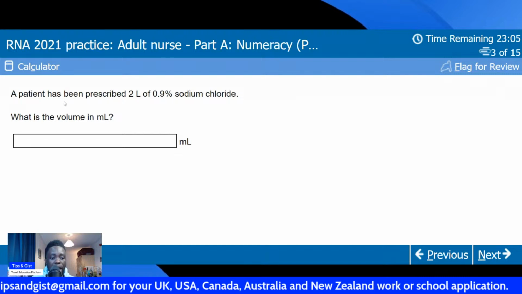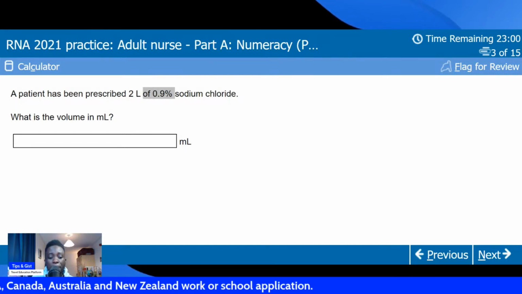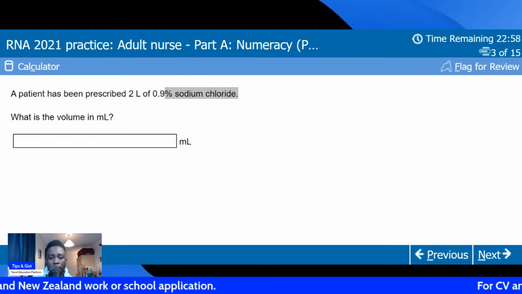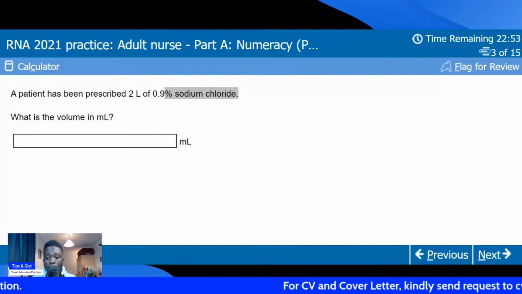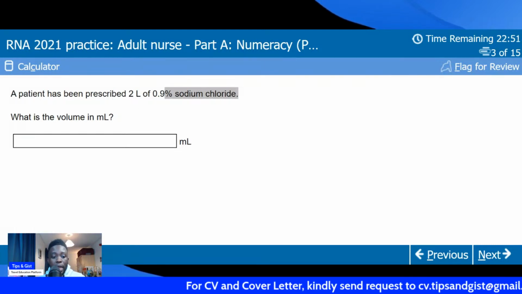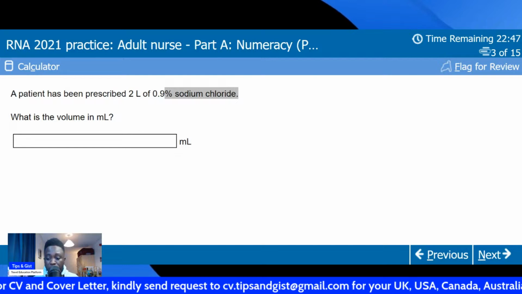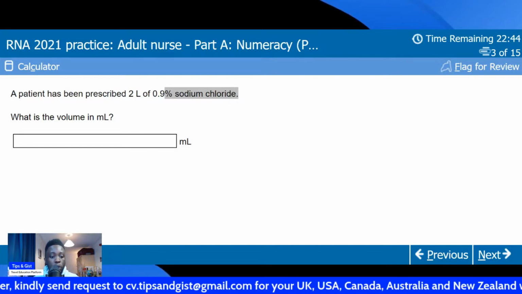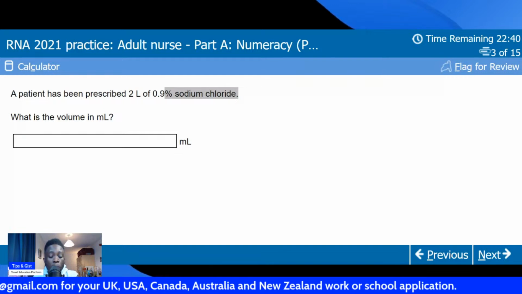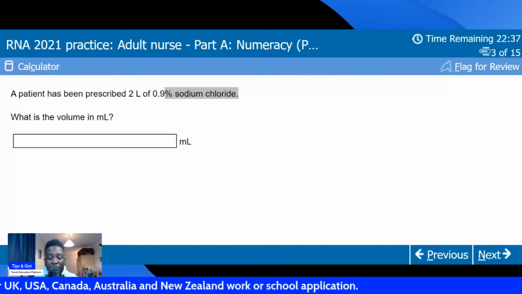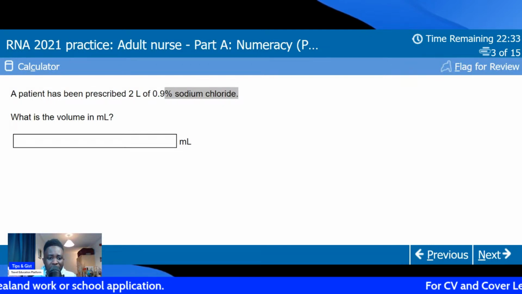Now, question number 3. A patient has been prescribed 2 liters of 0.9% sodium chloride. Now, we all know sodium chloride, right? So 0.9%, that is NS, normal saline. All right. So the patient has been prescribed 2 liters of 0.9% sodium chloride, NS. So what is the volume in mils? So now you have to ignore the 0.9%. They just bring that one to confuse you. If you don't know 0.9% sodium chloride to be normal saline, it will confuse you.